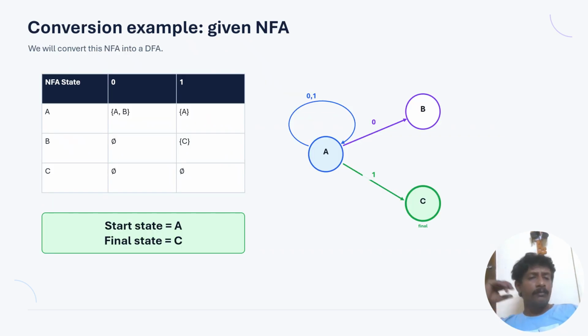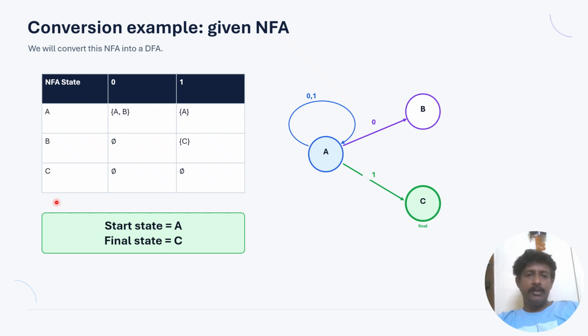Let us do one conversion example. This is the most important part of the video, so watch slowly. We have a three-state NFA with states A, B, and C.